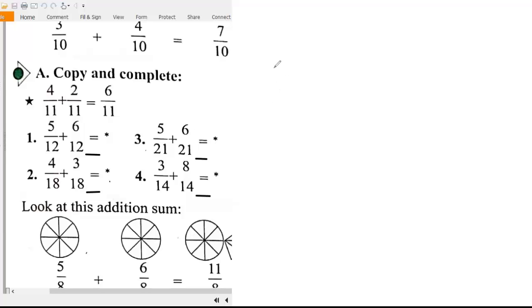Number A says copy and complete. Actually, we have to find out the addition of these fractions. So how can you complete this? This one is very easy. Look, 5 by 12 plus 6 by 12.